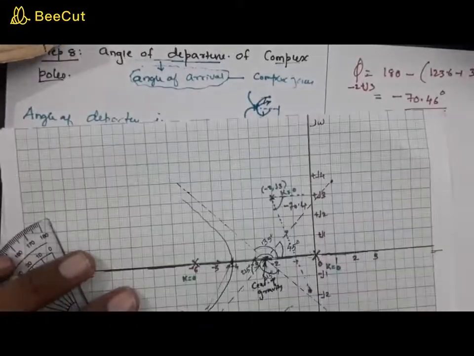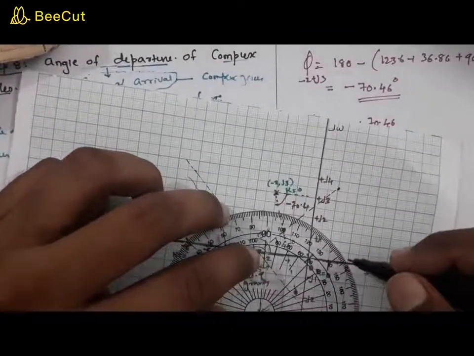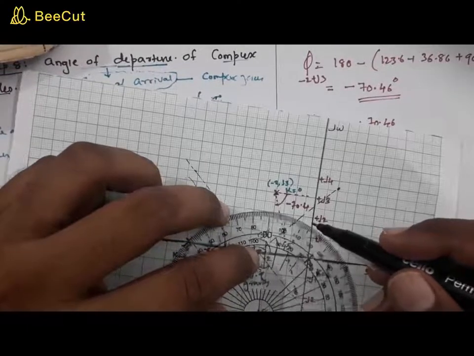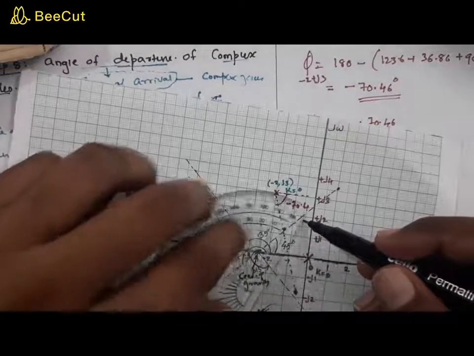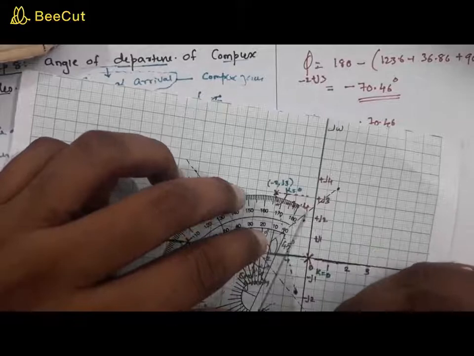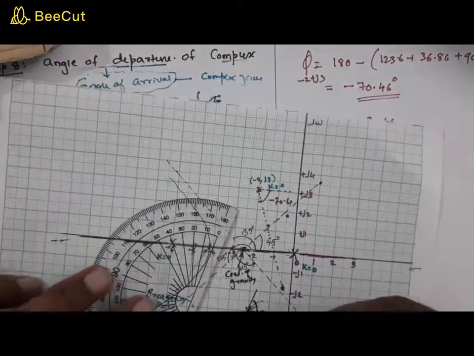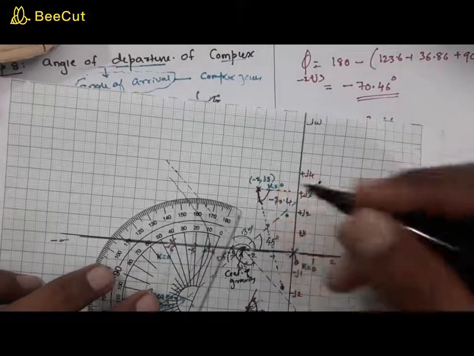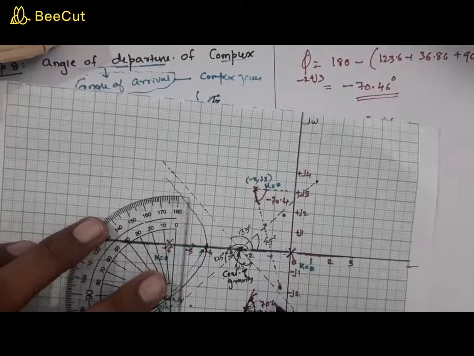So what you need to do is similarly measure this 70.46 over here. So this is 70.46, right? Measure over here, and when you join this you'll be getting a graph like this. So this is the departure angle. Mark this as 70.46.